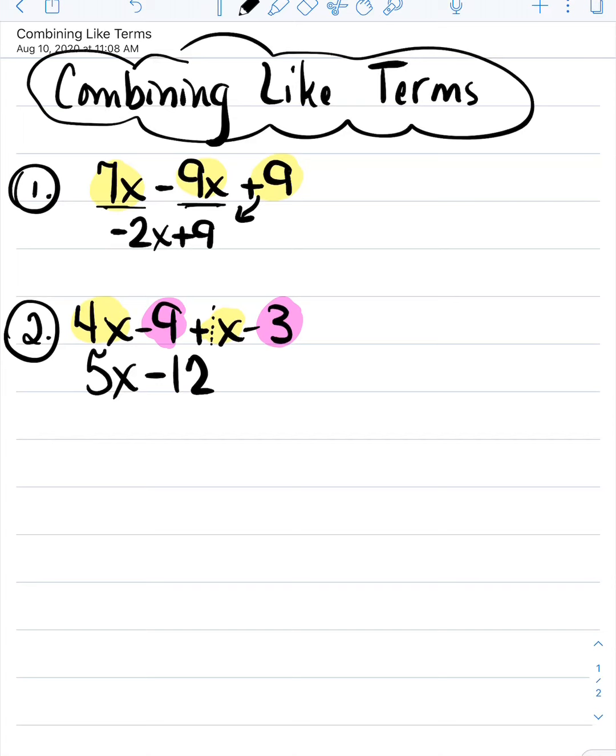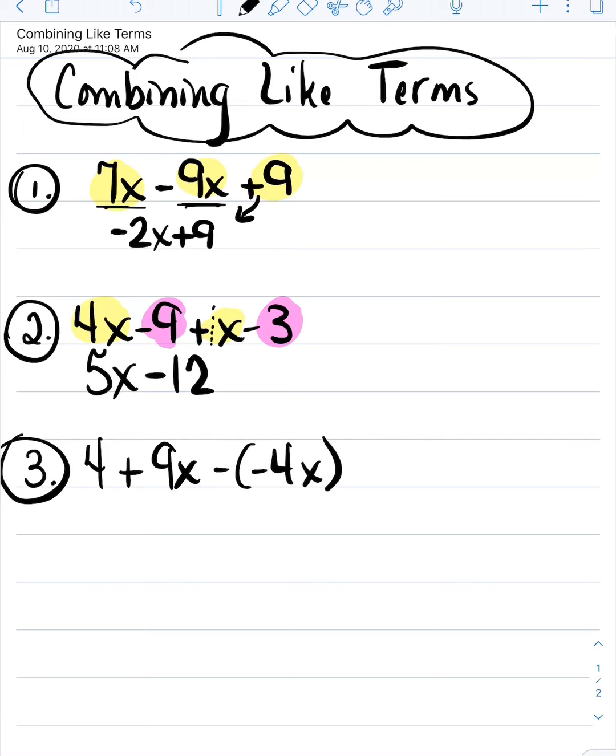Okay, let's try a couple more. So for number 3, let's write 4 plus 9x minus a negative 4x. So this one looks a little bit different. If you take a look, you'll notice there are double signs here. So let's deal with that before we start adding and subtracting or combining like terms.